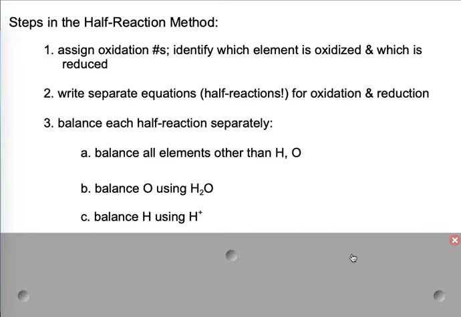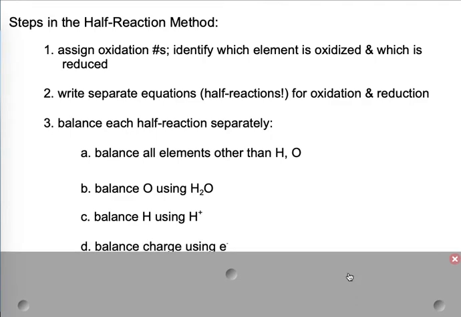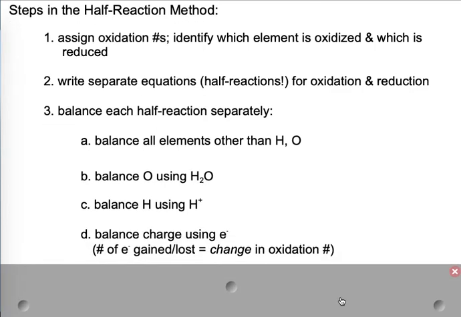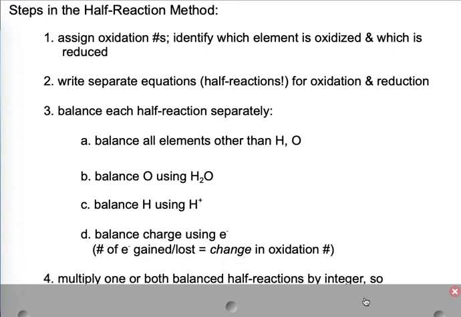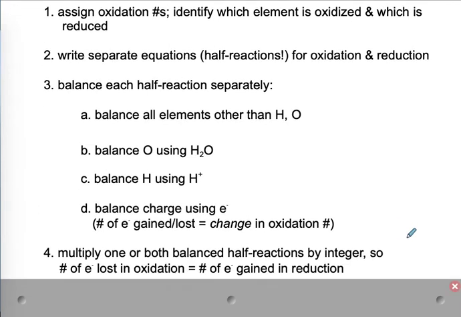At this point, you will recognize that the charge is not balanced, so finally, balance the charge using electrons. Now notice that the number of electrons gained or lost in the half reaction must be equal to the change in oxidation number. And that makes perfect sense, and we'll see some examples of that in a second. Once you've balanced the oxidation and reduction half reactions separately, then you simply multiply one or both by whatever integer you need to, so that the total number of electrons lost in the oxidation is equal to the total number of electrons gained in the reduction. And we saw that in the previous example.